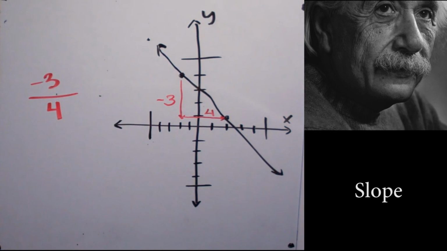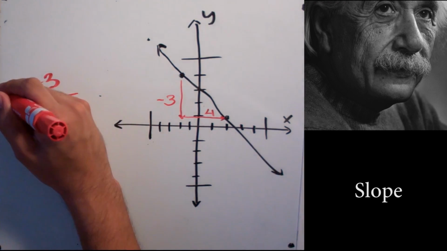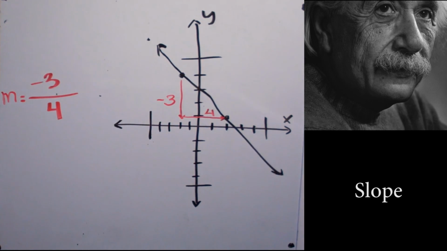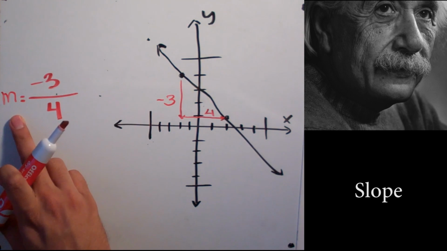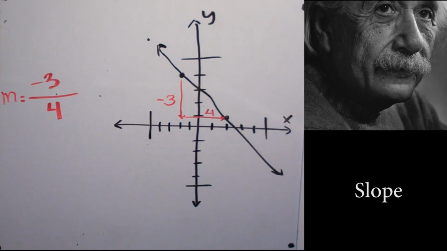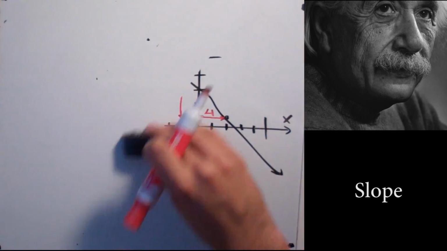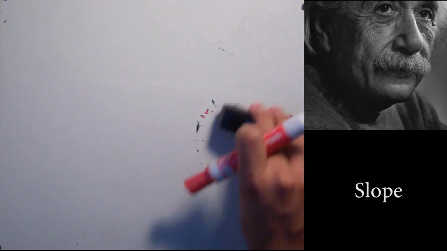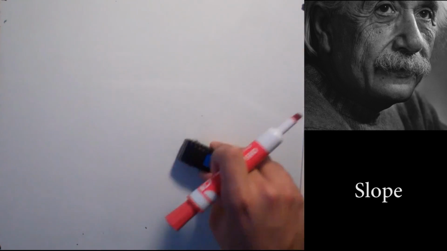Normally when I give you these problems, you're always going to put m equal to. M is the symbol that we use for slope. So m just means the slope is negative 3 over 4. So that's graphing. I'm going to give you how to find the slope of 2 ordered pairs. This way is a little bit more visual.